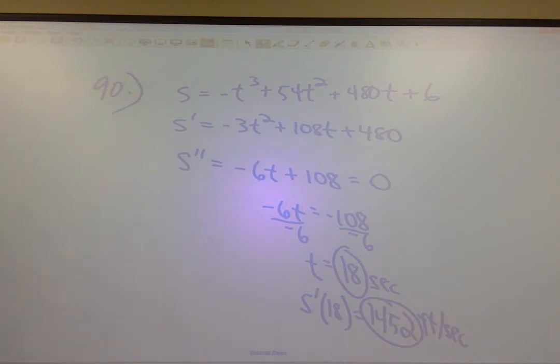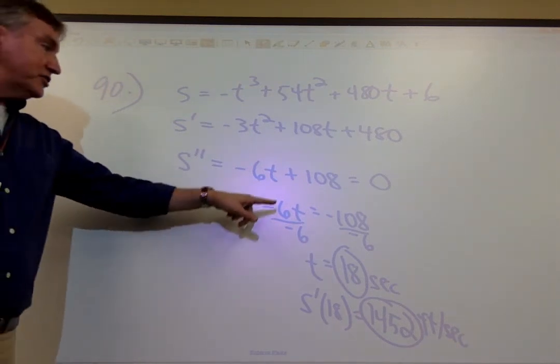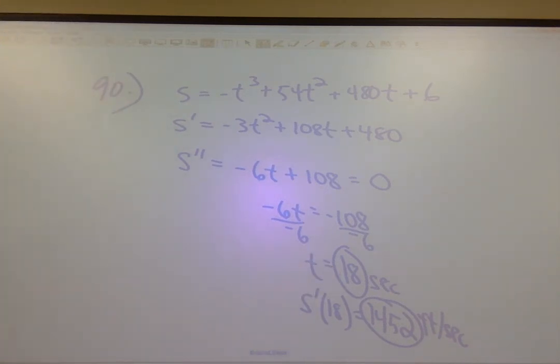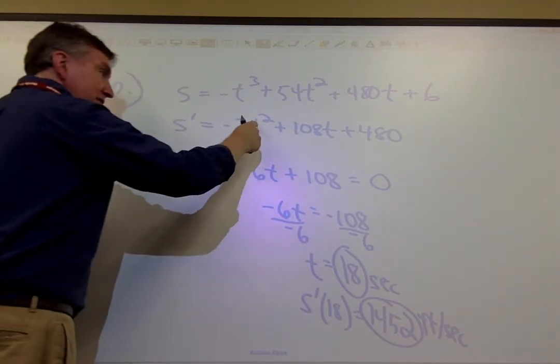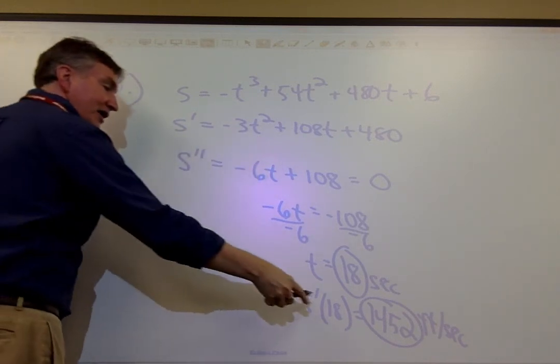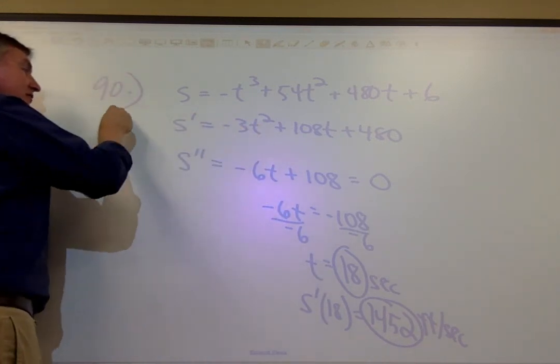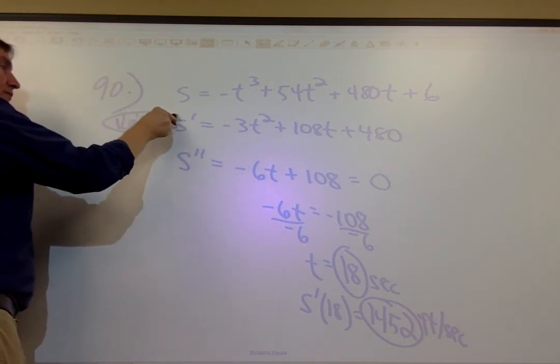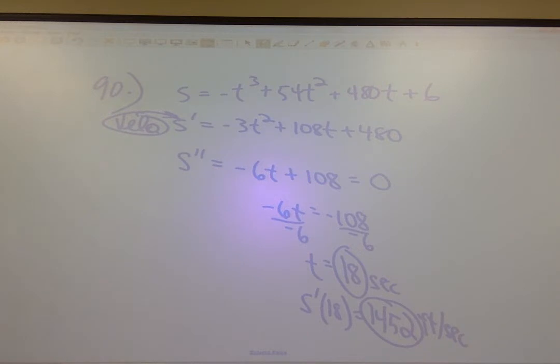Okay. This is what's interesting about it. Remember, this was the inflection point of the original distance curve. But it turned out to be the first derivative of the derivative. So that gave you the max velocity. This is my velocity. Okay. And that's what you're doing.